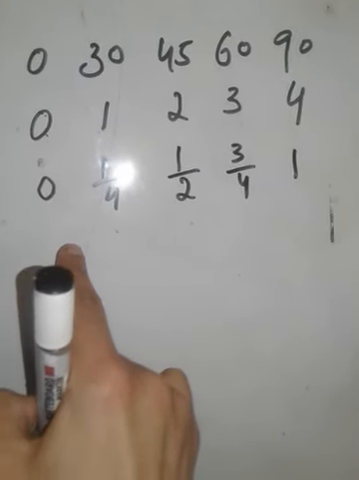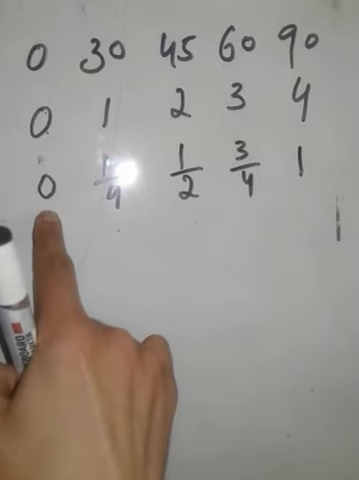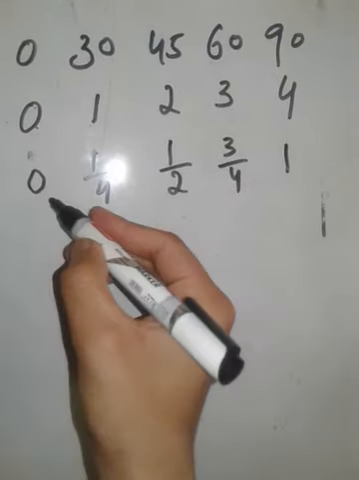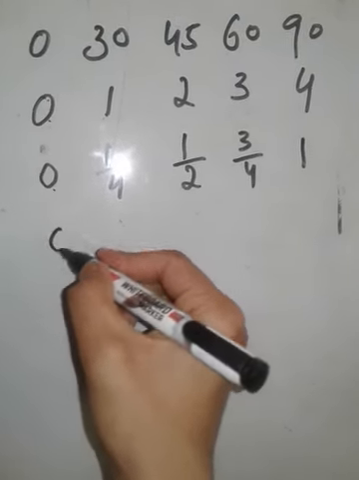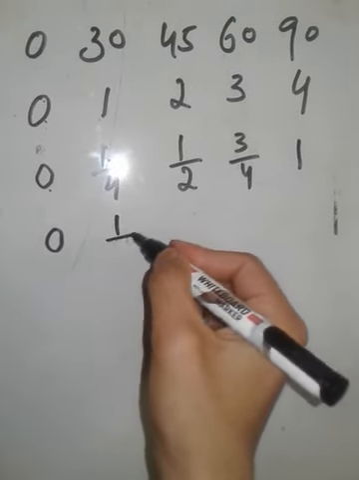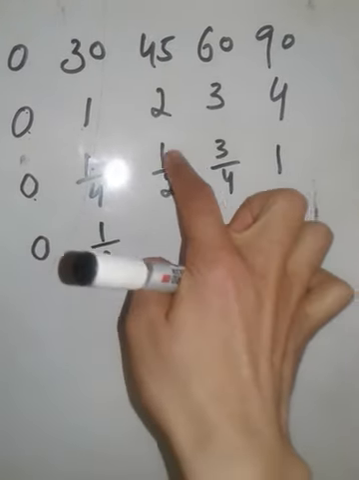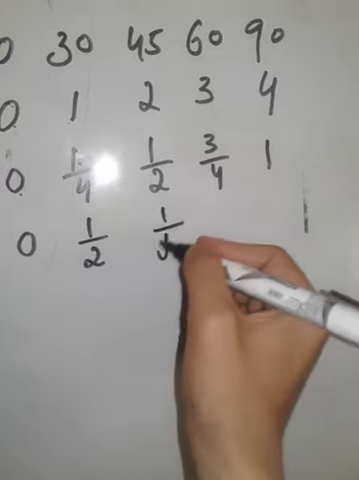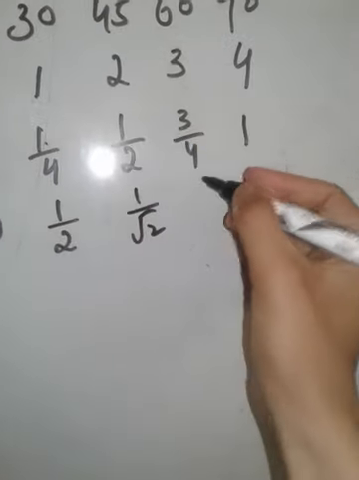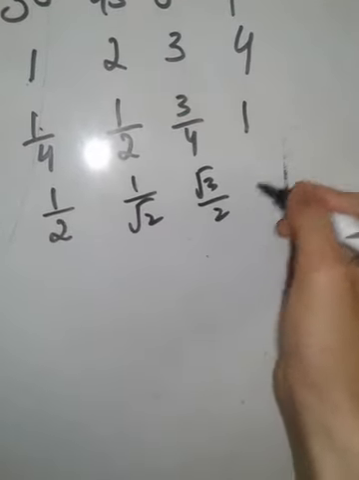Now third step is that take the square root of each of these numbers. Root 0 is 0, root 1 is 1, root 4 is 2, root 1 is 1, root 2 is root 2, root 3 is root 3, root 4 is 2, root 1 is 1.